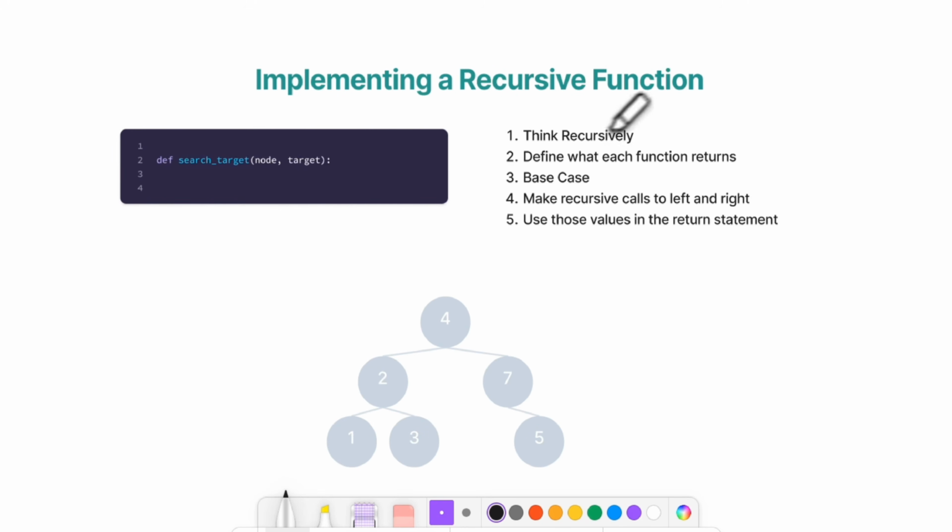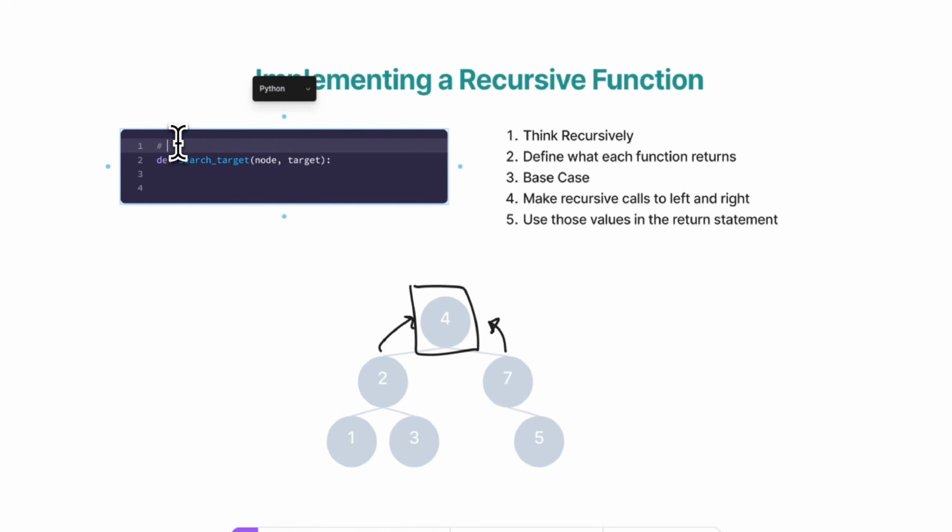Okay, so first step is to think recursively. Again, I'm going to pick a node, then ask myself, what do I need from my left and right subtrees in order to solve my problem? Well, for this problem, I'm going to need to know if the target exists in my left or right subtrees, because if either of those things are true, then that means the target exists in my entire binary tree, right? If 2 exists in this left subtree, that means 2 exists in this entire tree.